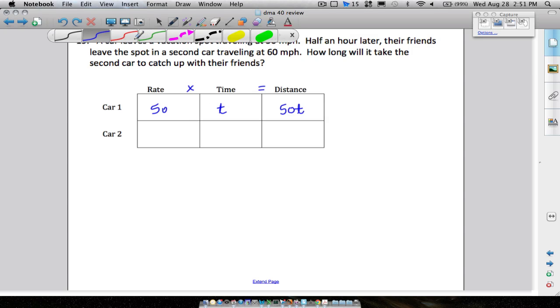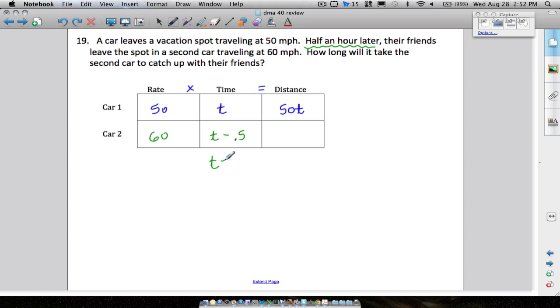Car number 2, when the car number 2 leaves, they travel at 60. However, they don't travel for the same amount of time that car 1 travels. Remember, they left half an hour later, so they're going to travel 30 minutes less. Now, depending on if you want to use minutes or whatever, I'm going to do t minus 0.5. This is going to be represented by hours. T sometime minus half an hour.